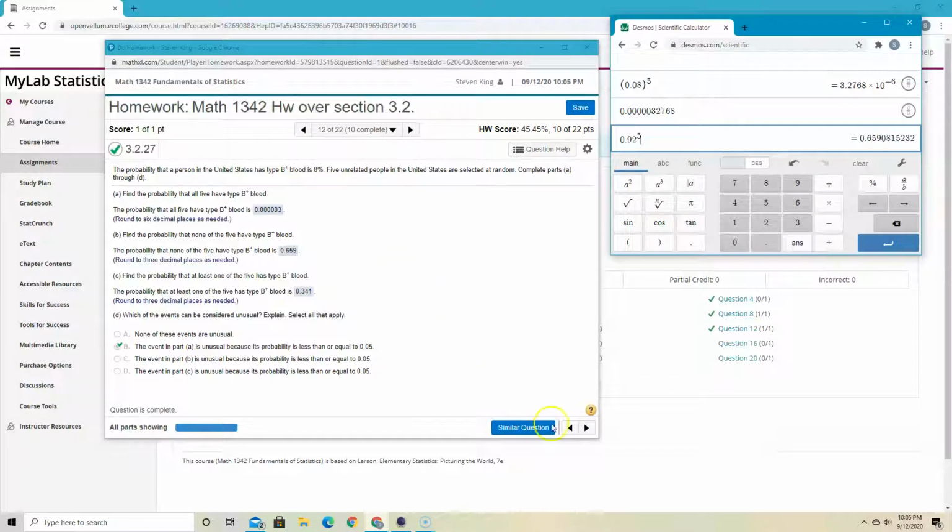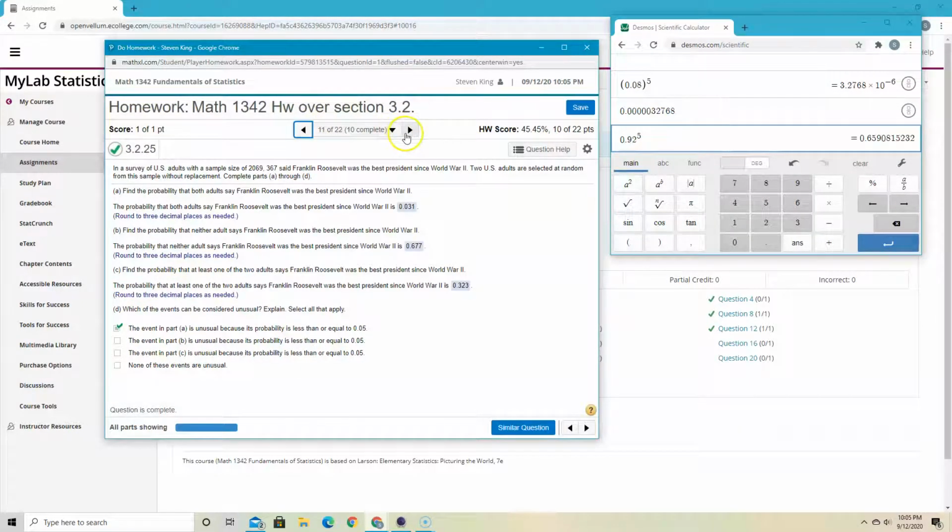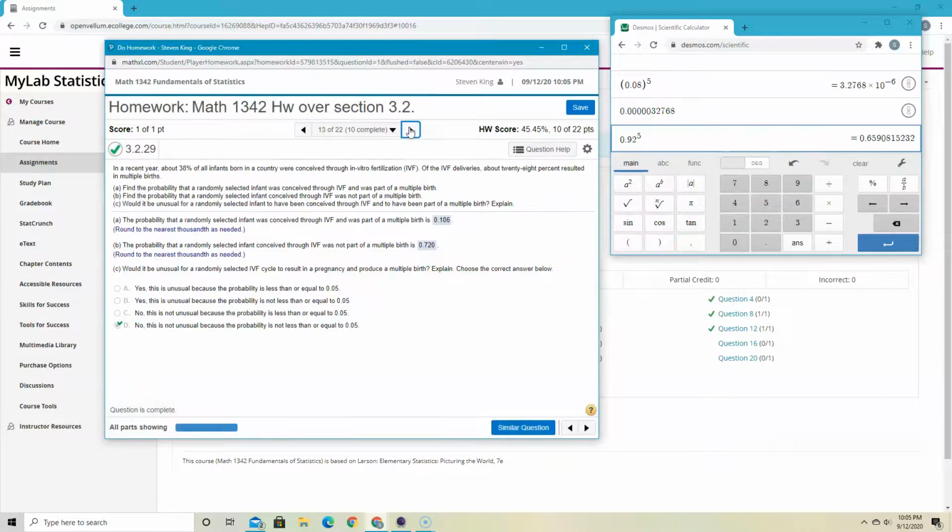Okay? So that's number 12. We did 11, that was the FDR problem. We just did 12. 13.